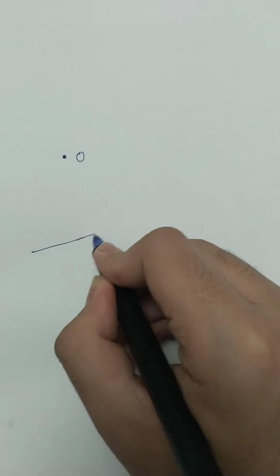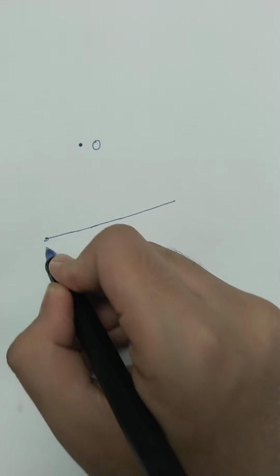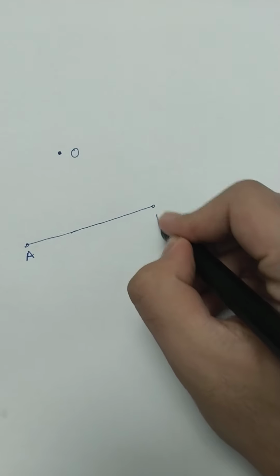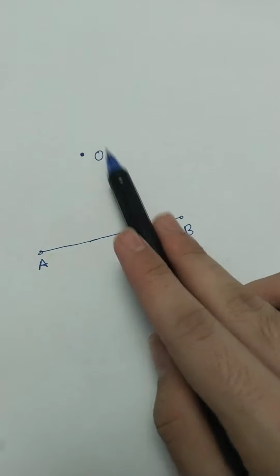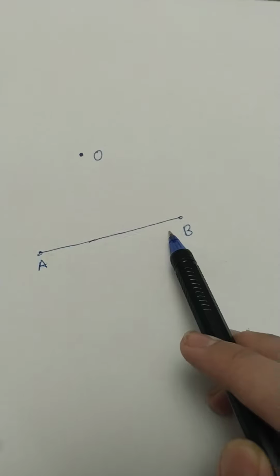So hear me out. First of all, let's make a point here. Let's take this point as O, and let's make a short line segment here, naming it AB. So we have the point O, and we have the line segment AB.